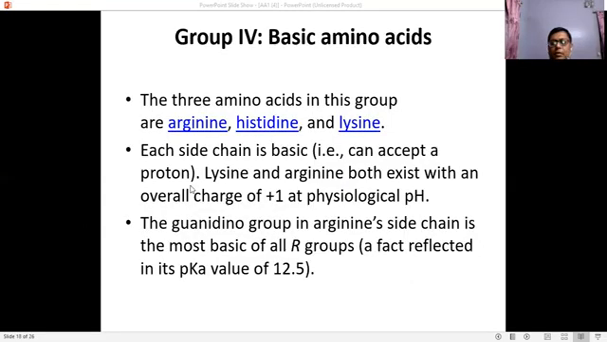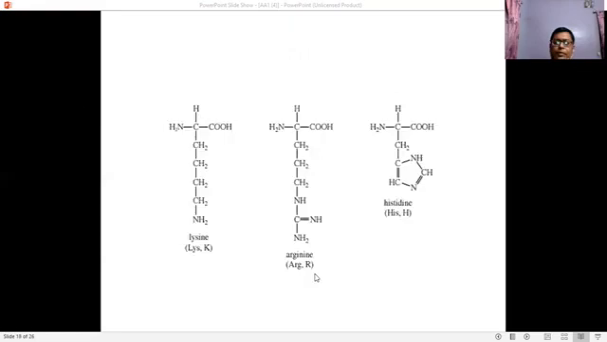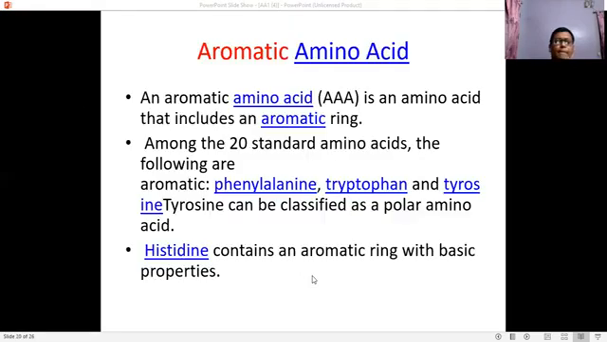Next is group 4, that is basic amino acids. The 3 amino acids in this group are arginine, histidine, and lysine. Each side chain is basic. Lysine and arginine both exist with an overall charge of +1 at physiological pH. The guanidino group in the arginine side chain is the most basic of all R groups, an effect reflected in its pK value of 12.5. So lysine, arginine, and histidine are basic amino acids.